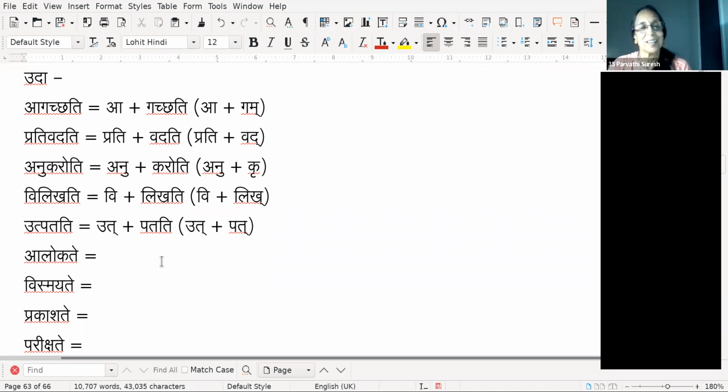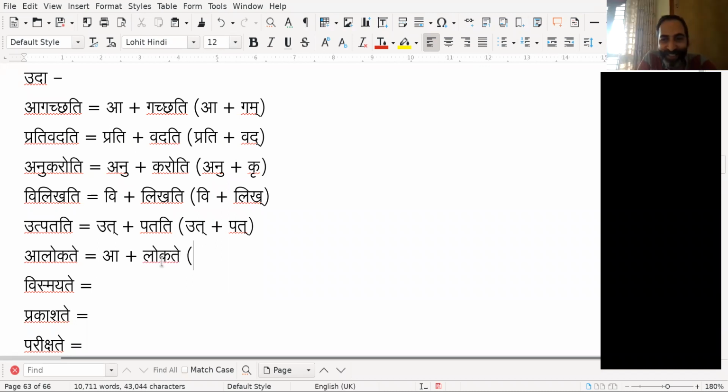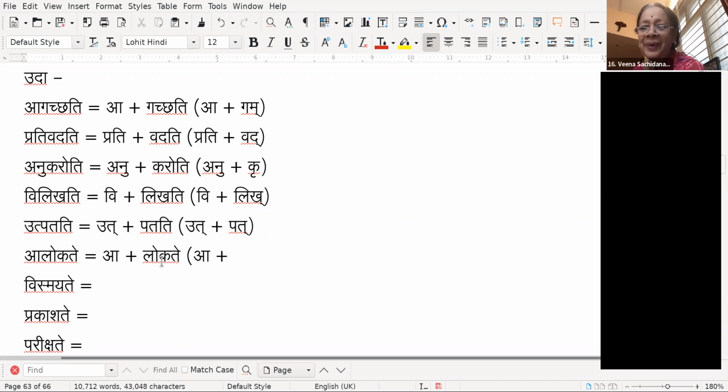Yeah, go ahead. Alokate. A adhikam lokate. And this is my beautiful Atmanepada, I'm sure. And the first one comes to you only. I know. Adhikam, see, it wants to become your beloved. Lik, how did you make out its Atmanepada? I don't know, I'm just guessing.